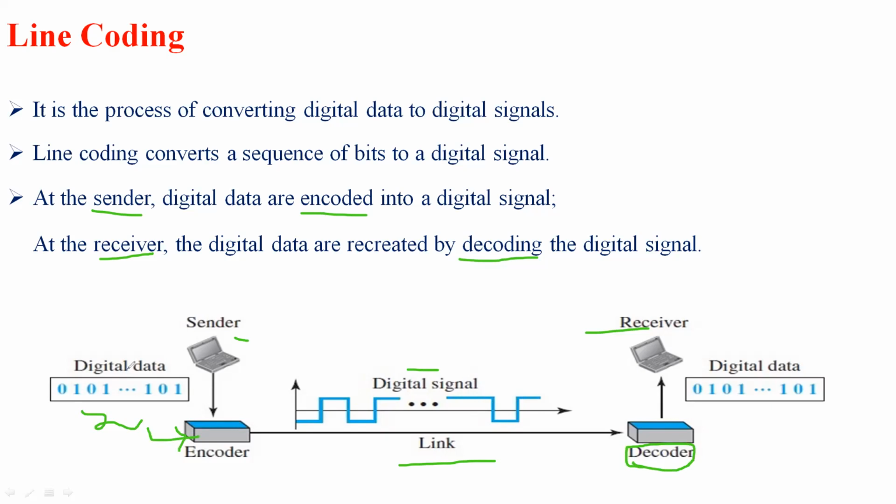The major thing is that whatever the format in which the sender sends the digital data, the receiver has to receive it in the same format. See here, the sender is sending 0101101, and at the receiver side they are also receiving 0101101. So this is about the line coding process.